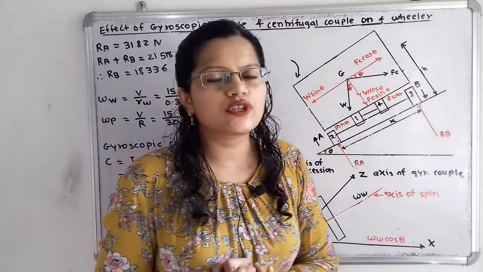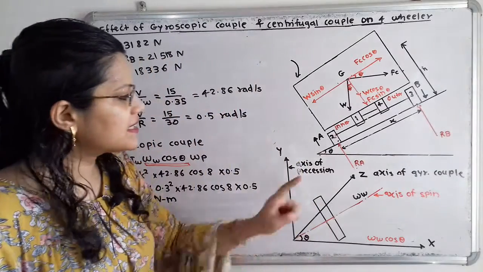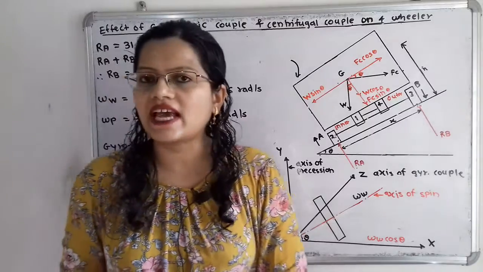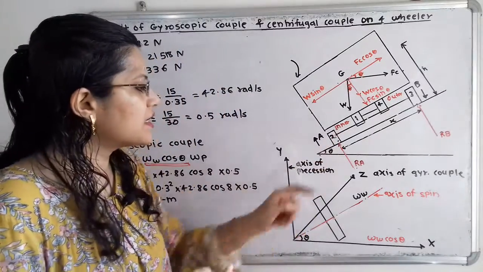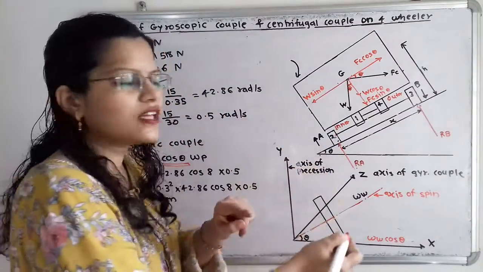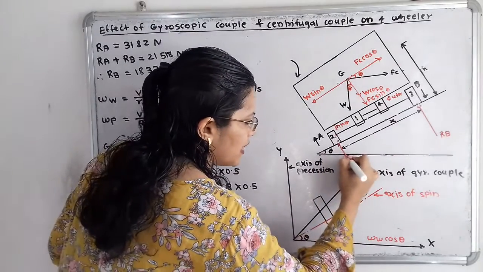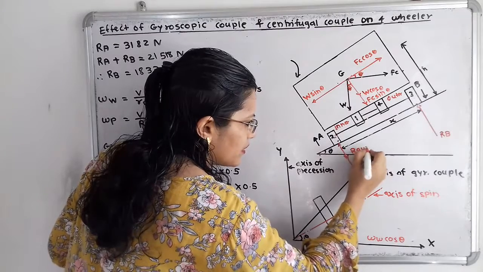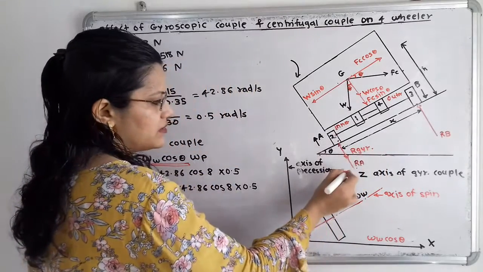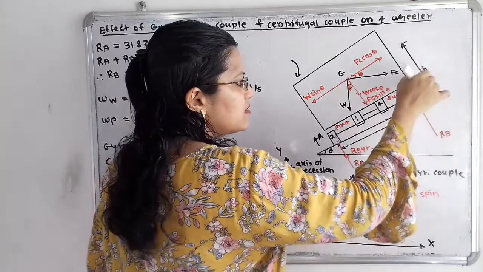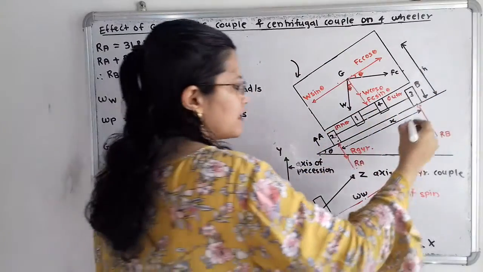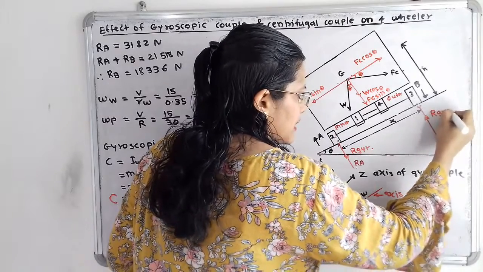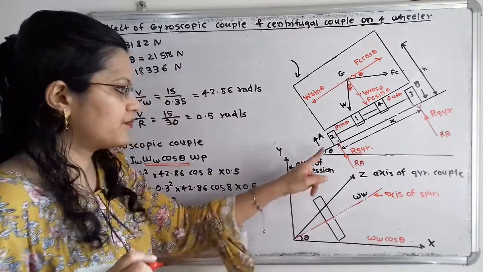Now I have to show the reaction. The reaction is taking place by the road surface on the wheel, and that reaction I will say R gyro. For this inner wheel, I will show the reaction in the opposite direction, that is in the downward direction. So this reaction is nothing but R gyro, in the downward direction. And here the action is taking place in the downward direction, so the reaction is taking place in the opposite direction, that is in the upward direction. So this is the R gyro.